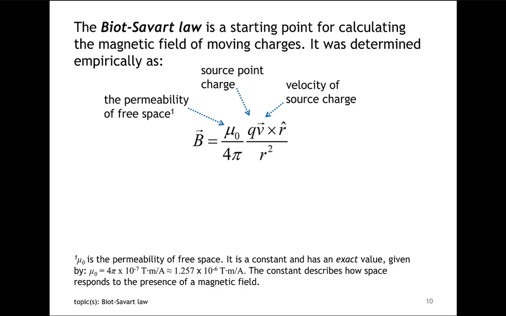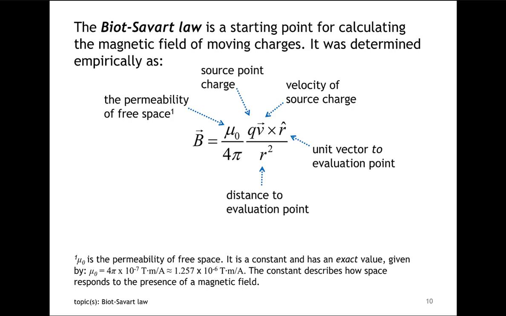And this velocity, when we cross it with r hat, gives us the direction for the magnetic field at that point. This r hat is a unit vector indicating the direction of the position of the point at which we are evaluating the magnetic field relative to the position of the point charge. And r is the distance from our source charge to the point at which we are evaluating the magnetic field.